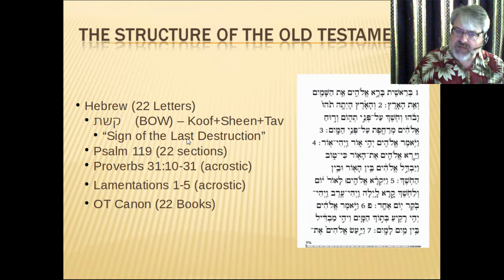This structure is represented several times throughout the Old Testament. For example, in Psalm 119, there are 22 sections. In Proverbs 31:10 to 31, there's an acrostic of the 22 letters. In Lamentations 1 through 5 is an acrostic of the 22 letters of the Hebrew alphabet. The Old Testament canon can be understood as 22 books, one for each letter of the Hebrew. Now let's go ahead and move ahead here.